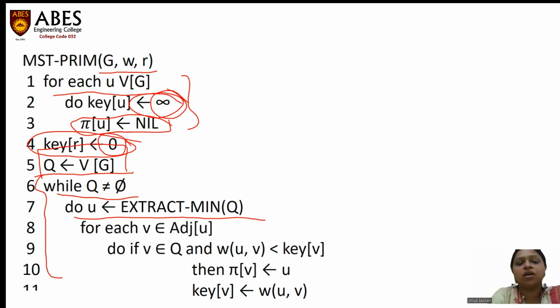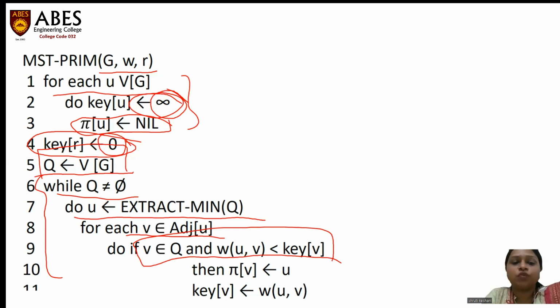And you need to check all the vertices which are adjacent to the U, and for all the edges, you need to consider these two conditions. First, V should be an element of your Q. It means this is yet to be included in the MST. And the weight of the edge from U to V is less than the existing key value of your V. Only if these two conditions are true, then you need to update pi of V. Pi contains the parent of your V.